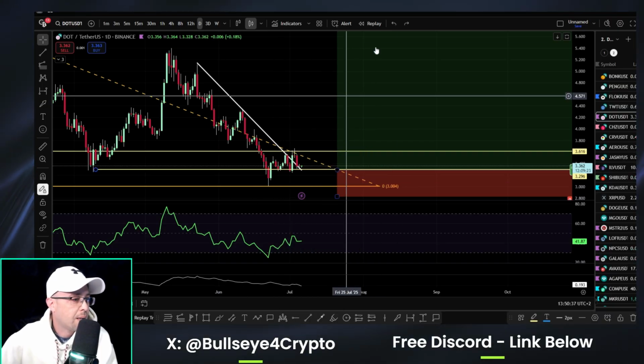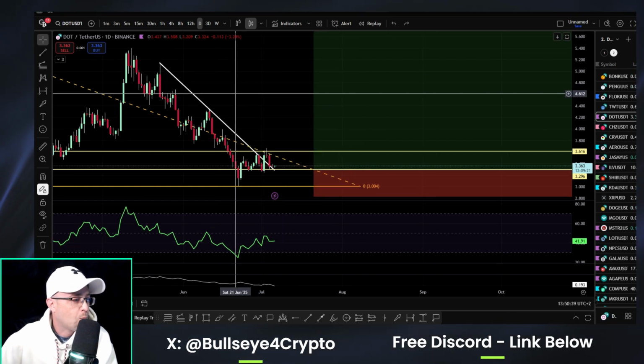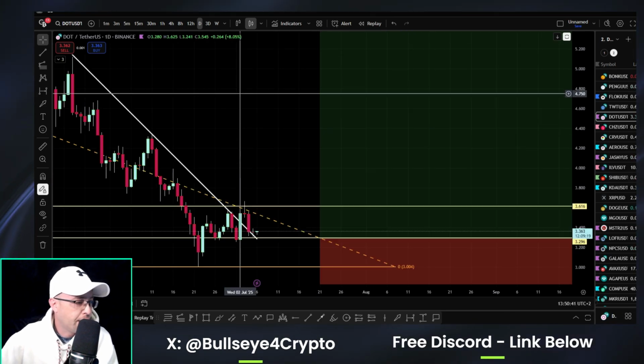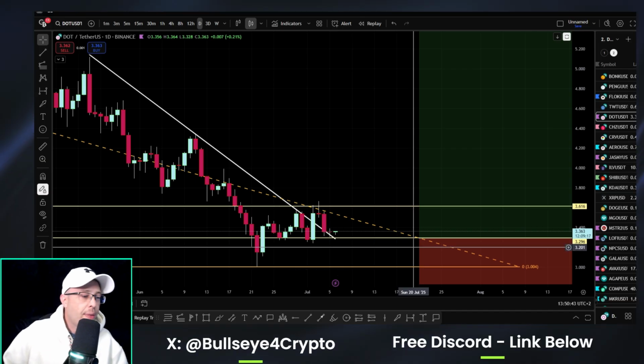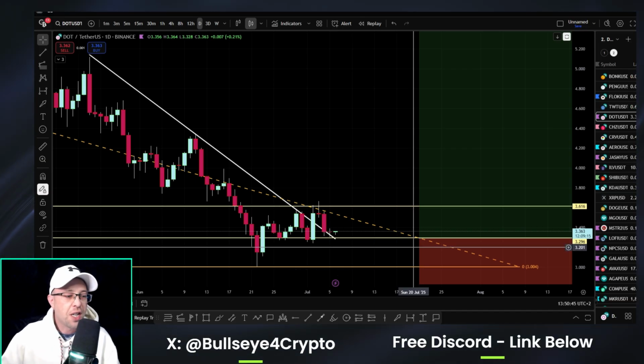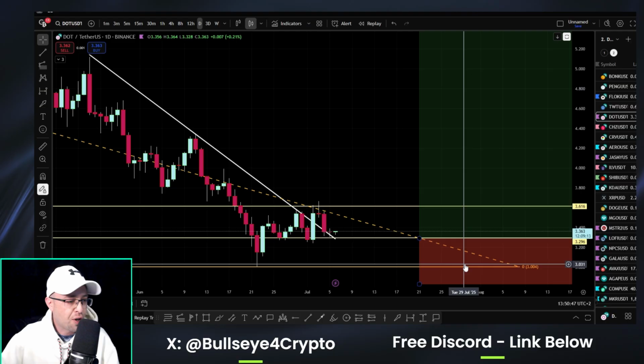We've got 2 support zones here. Right, okay. One thing that can happen if it goes wrong, guys, you need to prepare for it to go wrong, and that's why you put stop losses in there.